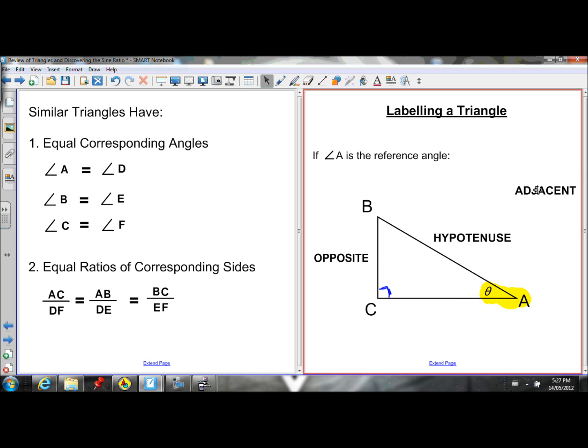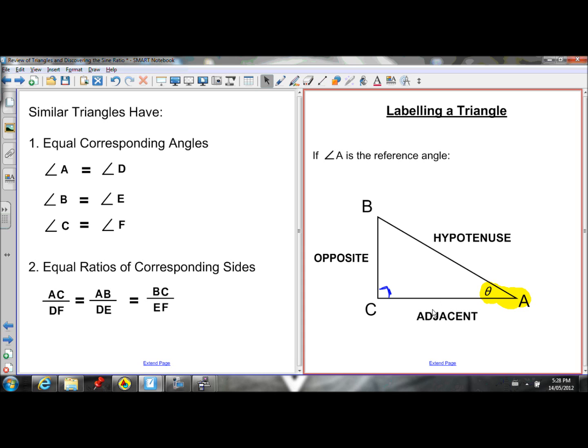Adjacent is a fancy word for beside. So what side is adjacent to this angle A? Right here, side AC is right beside it. That's the adjacent one. So if angle A is our reference angle, the hypotenuse is always across from the right angle. The opposite side to angle A, we go across the triangle. There's the opposite side, adjacent, right beside the angle.